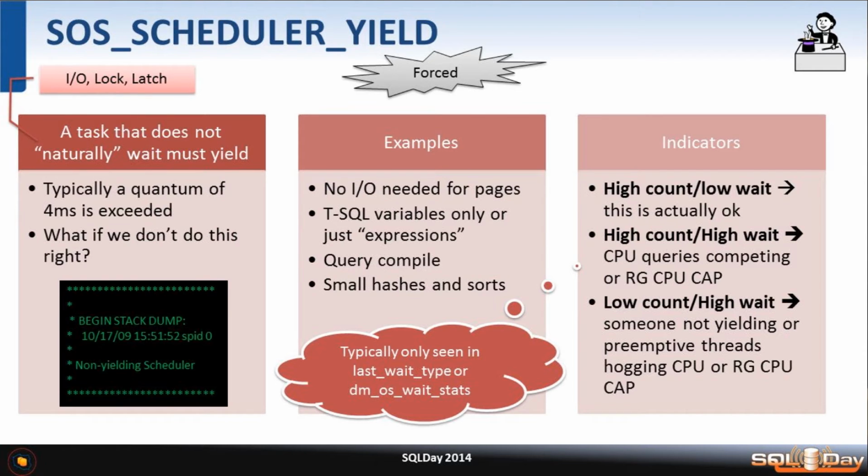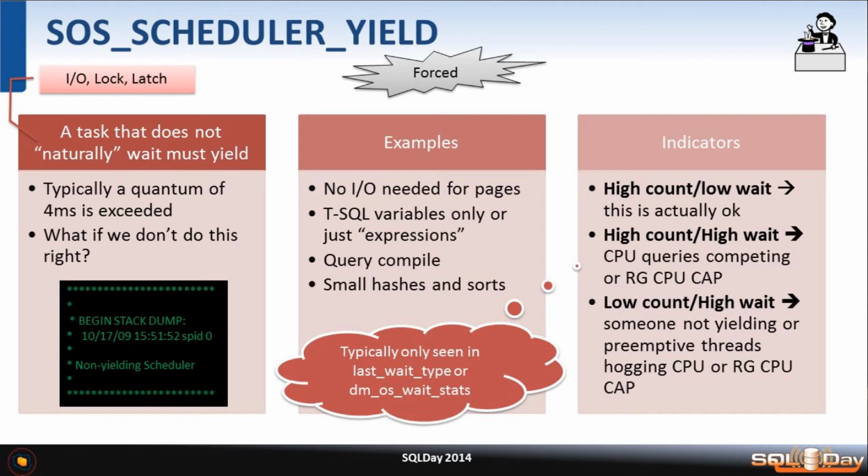Therefore, based on what I told you earlier, the wait time for SOS scheduler yield is effectively signal wait time, because the amount of time that we're waiting on this is simply to be in this runnable state, from runnable to running, from runnable and back and forth and back and forth. Because of this, you're only going to typically see SOS scheduler yield as a last wait type. Let me be very clear about this. You can almost in no way run a query against our DMVs and see SOS scheduler yield as a wait type, because you're never going into this suspended state. You're going directly to runnable, to running, and back to runnable.